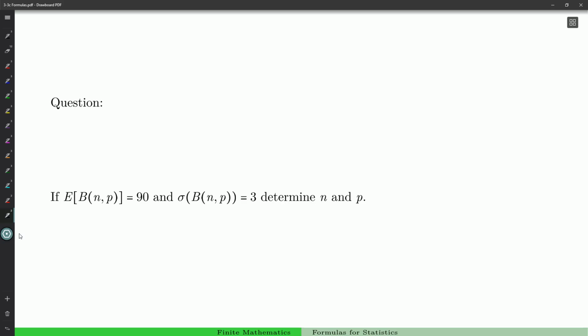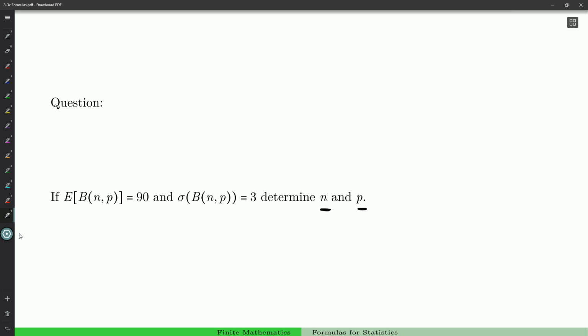If the expected value of a binomial random variable, B(n,p), is 90, and the standard deviation of that same random variable is 3, find n and p. Oh gosh, what do we do?